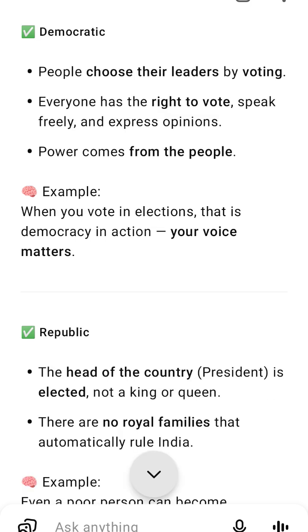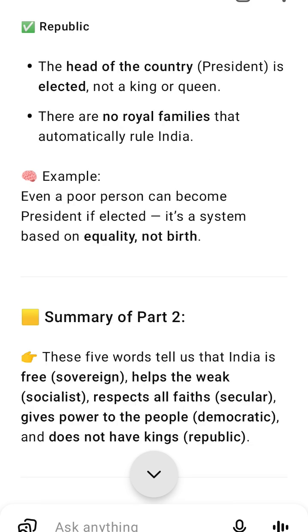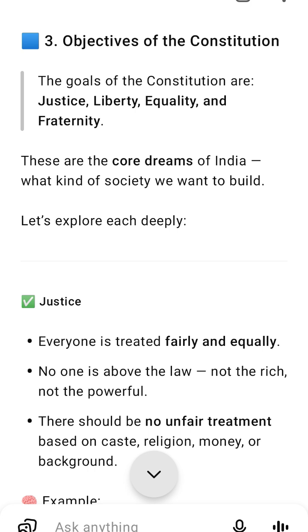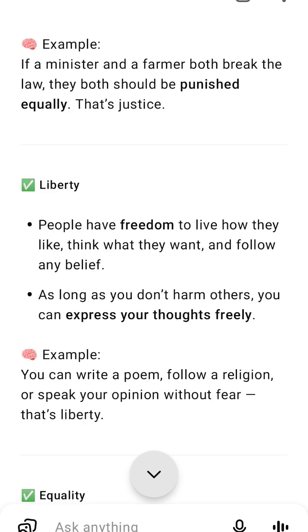Socialist. The government works to reduce the gap between rich and poor. Everyone should get equal chances to grow and succeed. Basic needs like education, health, food, and jobs should be taken care of by the government. Example, free government hospitals and ration cards are socialist steps.